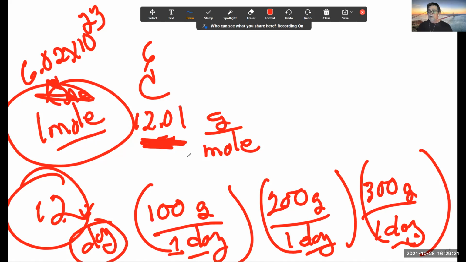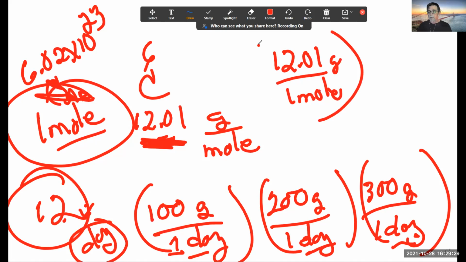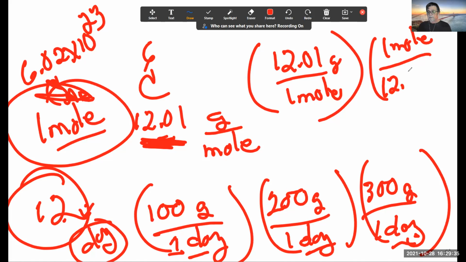So what does this ratio tell you? That I can set it up 2 ways. 12.01 grams per 1 mole, or invert it, 1 mole, and we're talking about carbon here, 12.01 grams. Okay, carbon: mole of carbon, grams of carbon, mole of carbon.